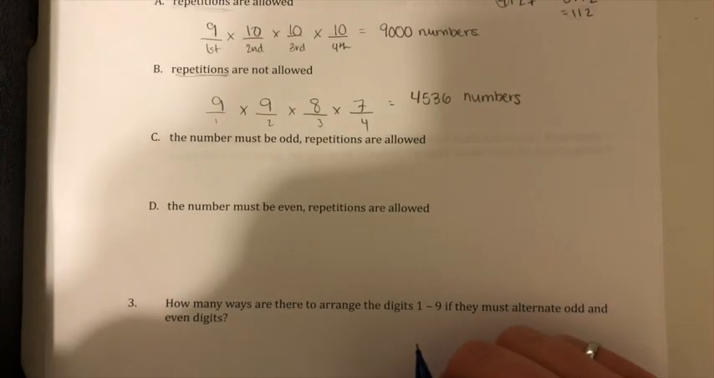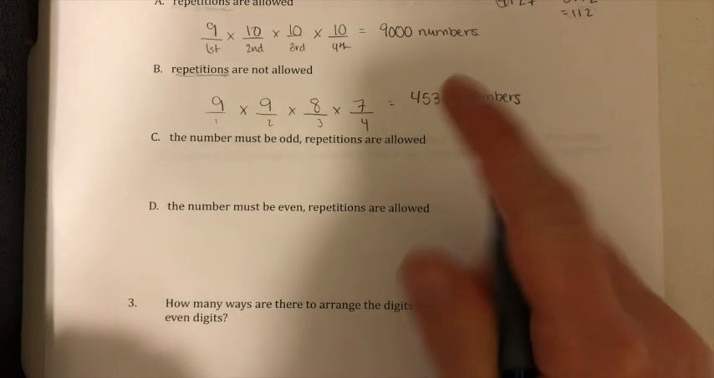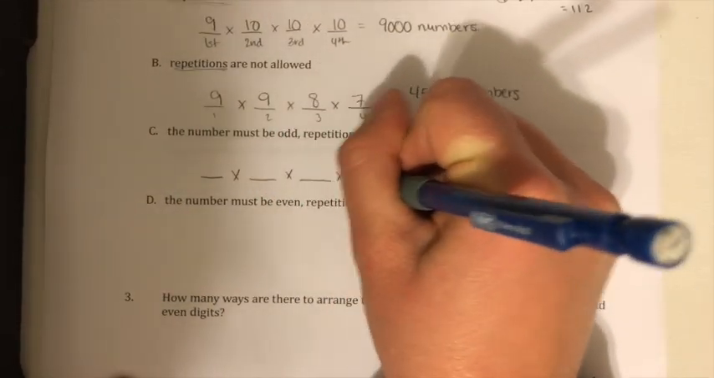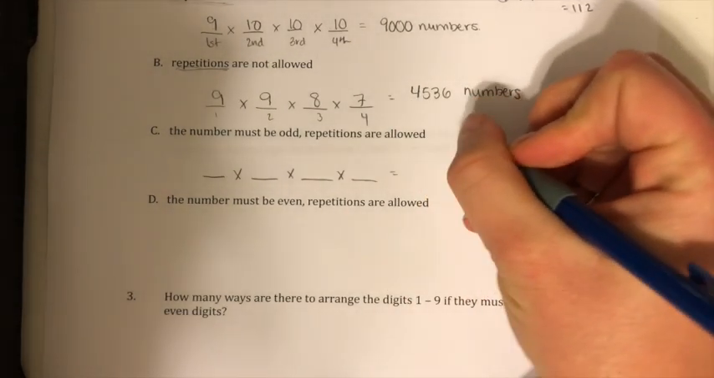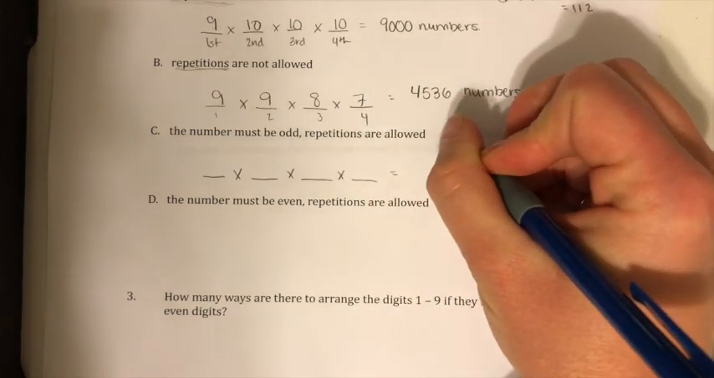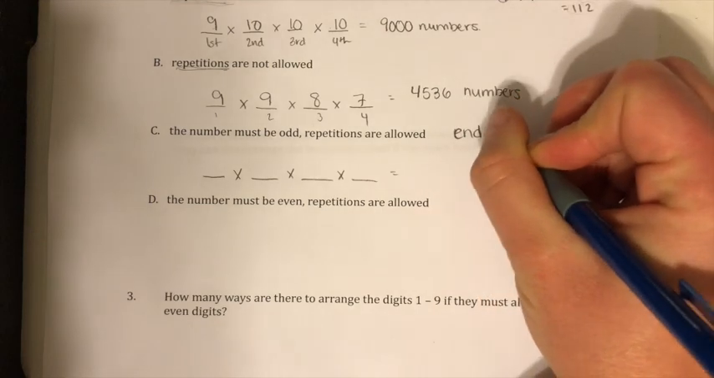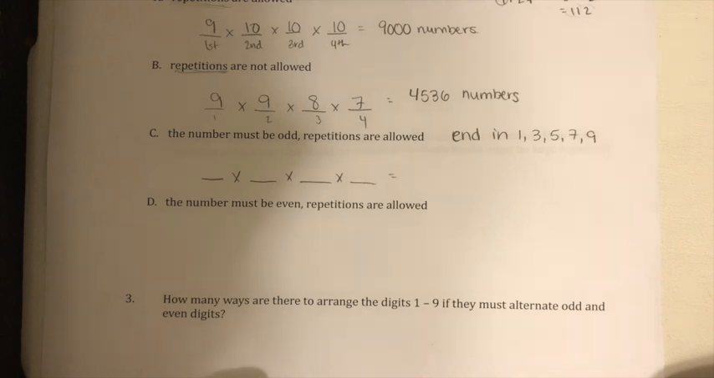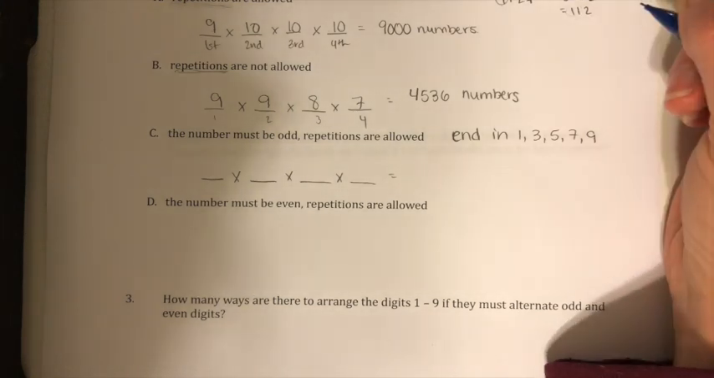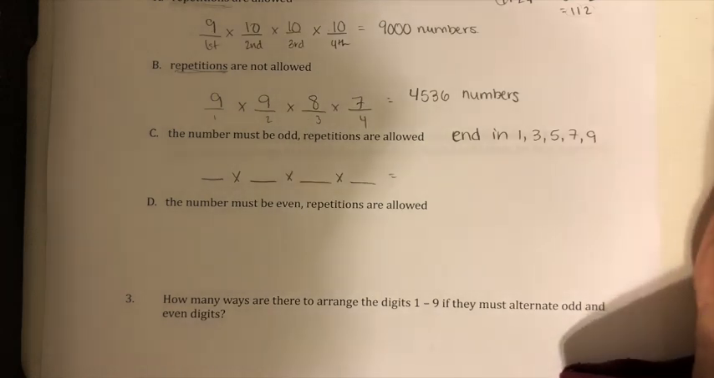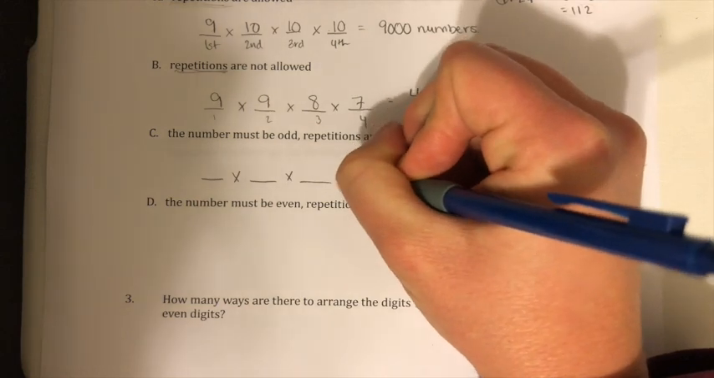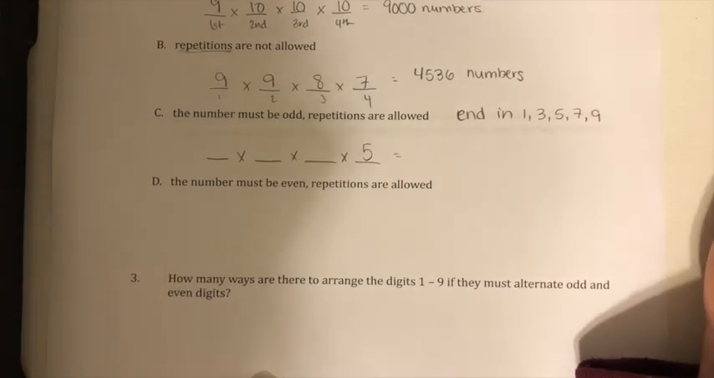Okay. If the number must be odd and repetitions are allowed, we have to look at a different kind of restriction. Okay, so what it means to be an odd number is that it's going to end in a 1, a 3, a 5, a 7, or a 9. So if we have one of these 5 numbers at the end, that means we only have 5 options at the end.